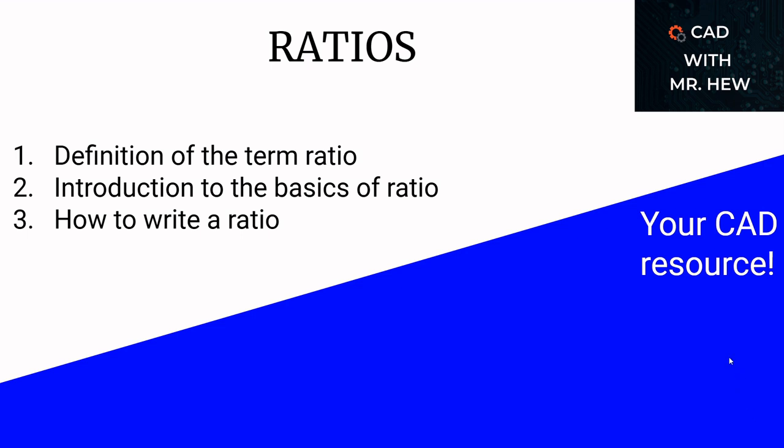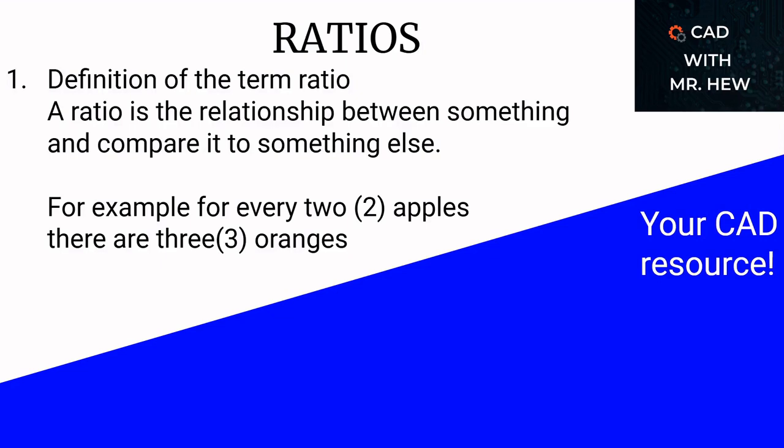Specifically, we'll be looking at the definition of the term ratio. We'll be introducing you to the basics of ratios, and showing you how to write a ratio from a mathematical perspective. A ratio is a relationship between something and comparing it to something else. So for example, for every 2 apples, there are 3 oranges.